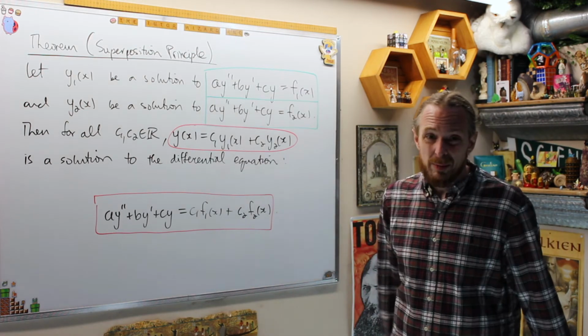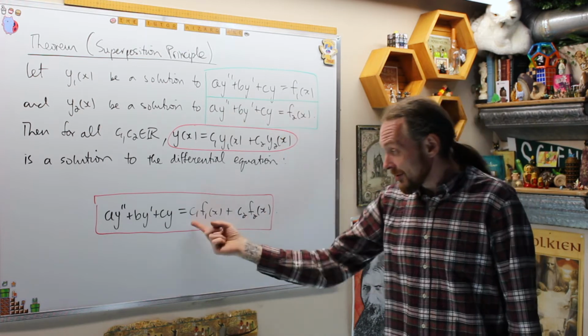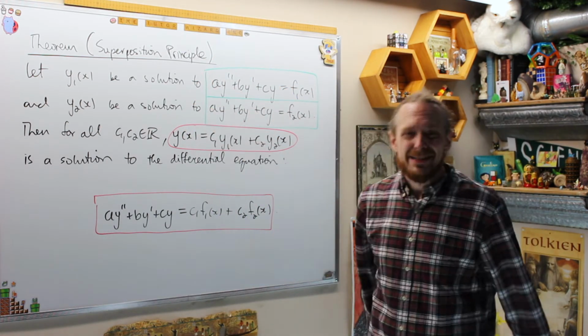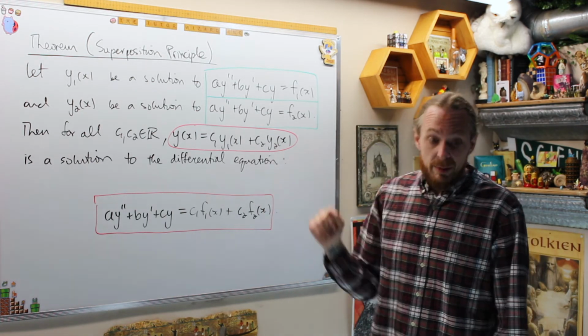This is what we mean by superposition. We're going to solve this one independently, solve this one independently, and then the solution to this one is just adding those two solutions up, is what it's saying. It's somewhat obvious, but we have to check, and it is true. Let's see what we mean by that.